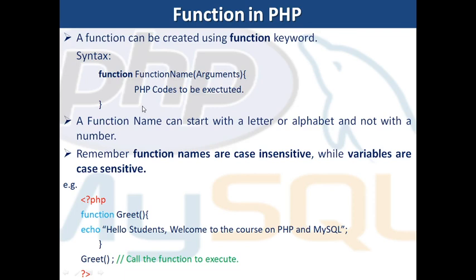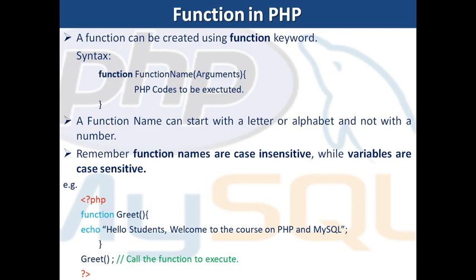What is the rule to name a function? A function name can start with a letter or underscore and not with a number. The naming rule for a function is the same as for naming a variable in PHP. Remember, function names are case insensitive, while variables are case sensitive.